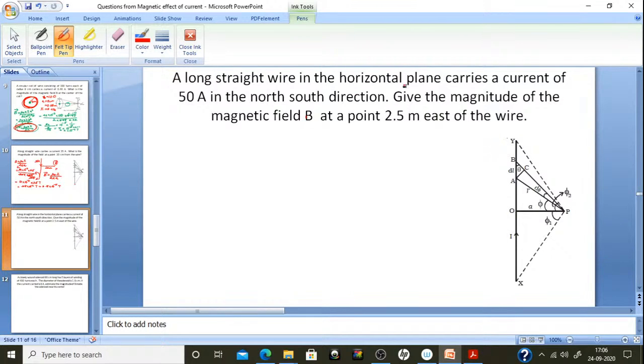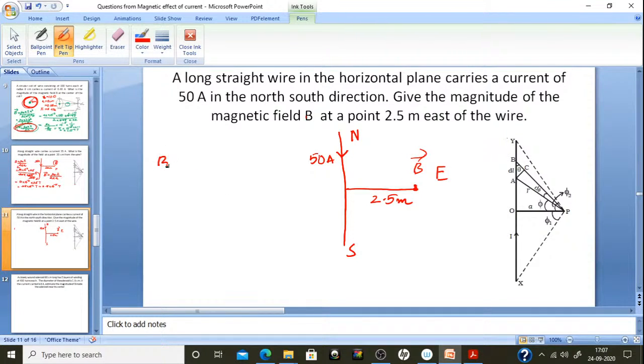A long straight wire in a horizontal plane carries a current of 50 ampere in the north south direction. So you have a wire, this is north, this is south, and the current is from north to south. So this way, what is the current? 50 ampere. Give the magnitude of the magnetic field B at a point 2.5 meter east of the wire. So they are asking you to find the value of the magnetic field B at a point which is at a distance of how much? 2.5 meter east. So this is east, right? North, east, this one. Okay, so they are asking you to find what will be the magnetic field B at this point.